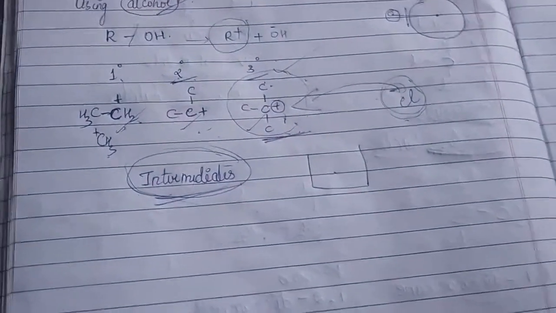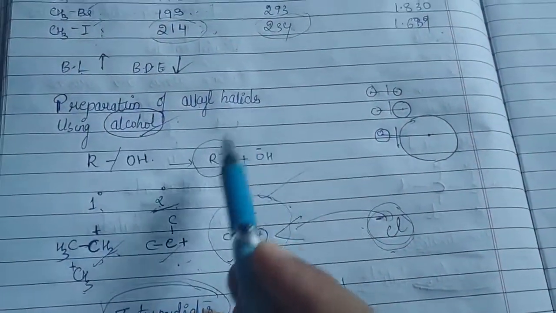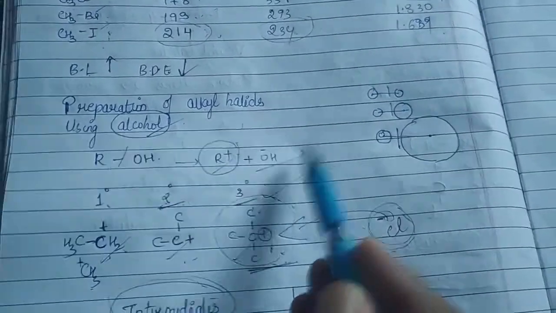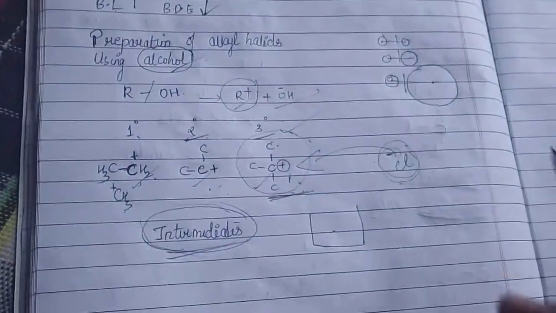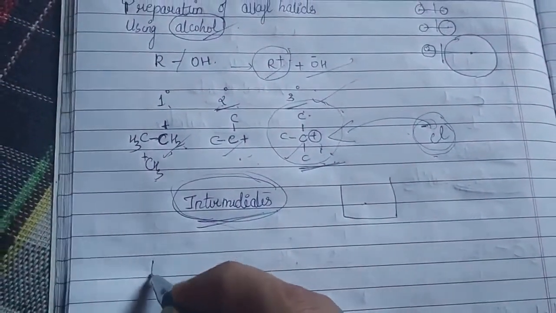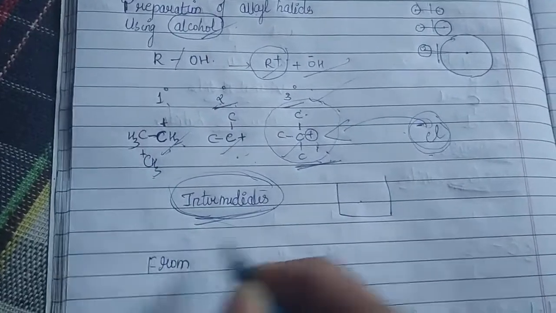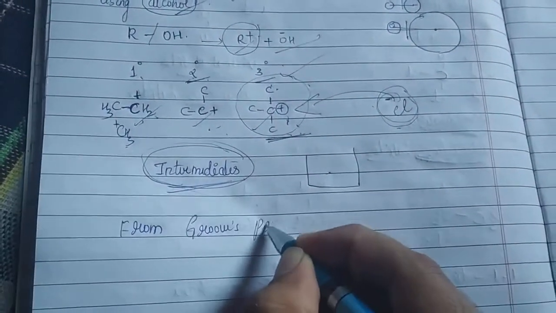So this is the concept one has to know whenever we are dealing with organic reactions. So coming to the first part, from alcohols: as we know, alcohols undergo ionization to give the respective carbocation and the hydroxide ion. First and foremost, we will see the reaction of alcohols under the process called Groove's process.